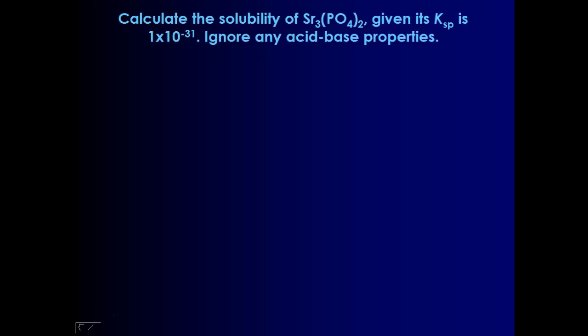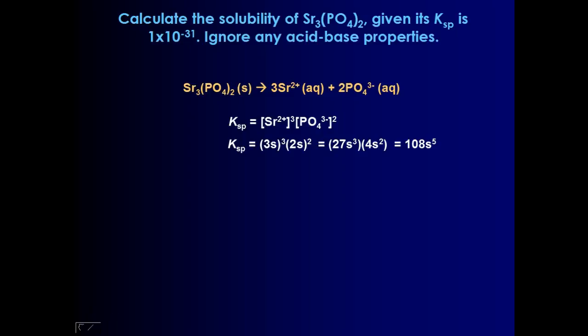So strontium phosphate, when it dissociates in water, produces 3 strontium ions and 2 phosphate ions. So the KSP expression would look something like that. Again, 1 strontium phosphate makes 3 strontium ions, and it makes 2 phosphate ions. So I can solve for strontium in terms of 3s and phosphate in terms of 2s. And if I cube the 3s expression and square the 2s expression and combine those together, I get 108s to the 5th is equal to my KSP value.